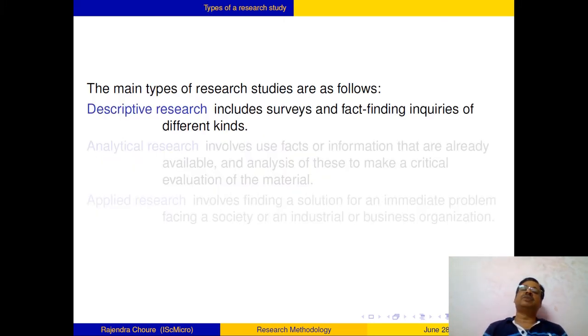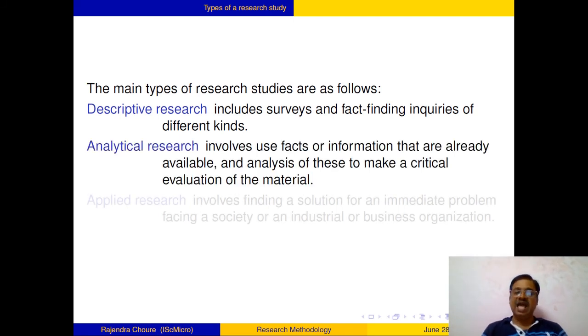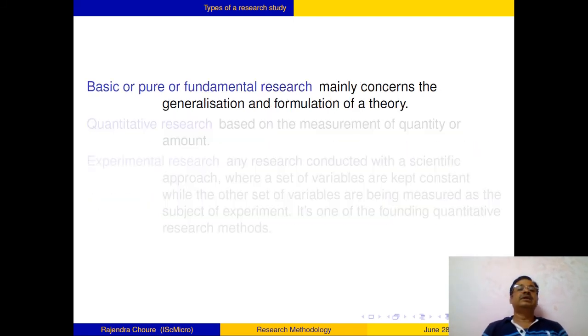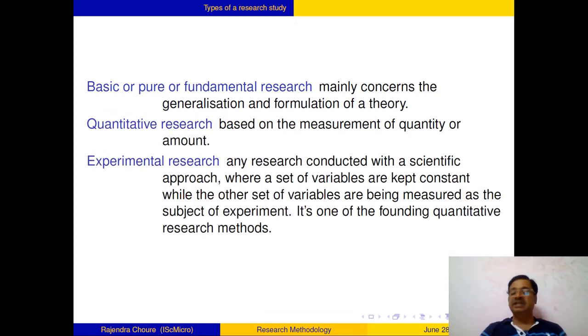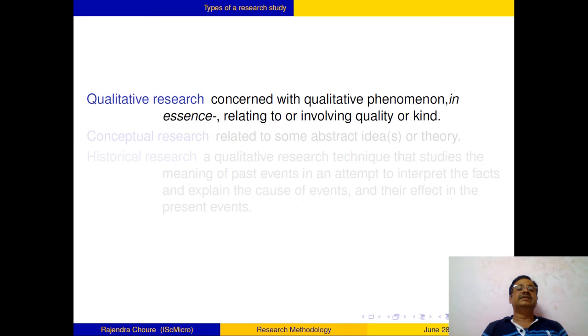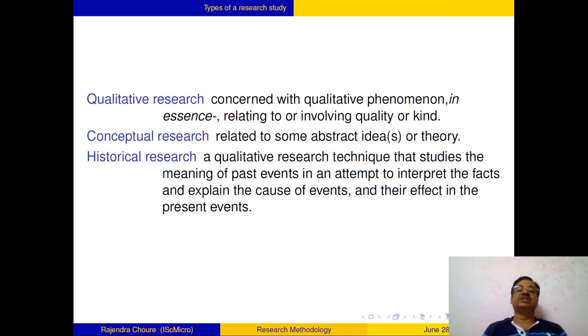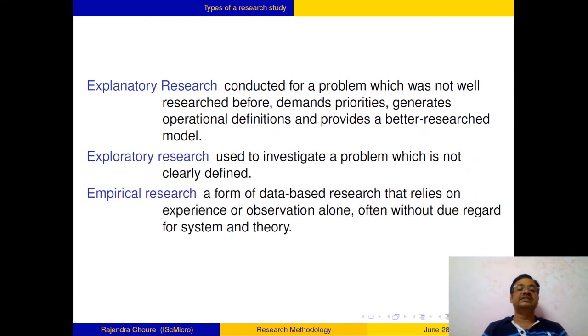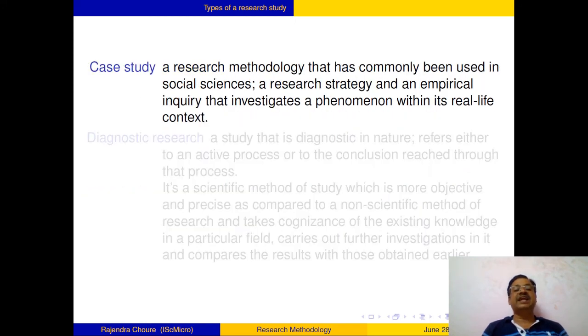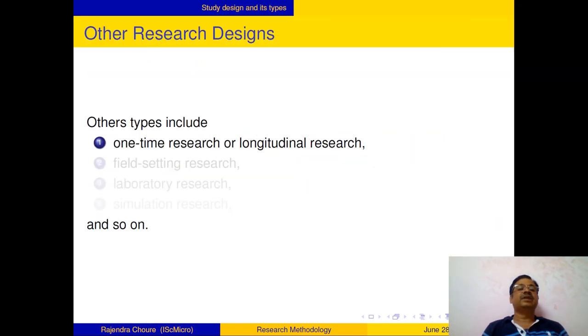Then the main types of research studies are as follows. Now we are at the types of research study. Descriptive research is there, analytical research is there, applied research is there, basic or fundamental research is there, quantitative research is there, experimental research is there, and qualitative research, conceptual research, historical research, explanatory research, exploratory research, empirical research, case study are there, diagnostic research is there.